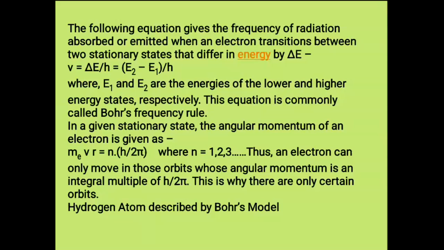Now in a given stationary state, the angular momentum of the electron is given by mvr is equal to nh upon 2 pi, where n is always a whole number and its value starts from 1, 2, 3 and so on. So the electron can only move in those orbits whose angular momentum is an integral multiple of h upon 2 pi. That is, there are only certain orbits which will be permissible. So that is the hydrogen atom described by Bohr's model.